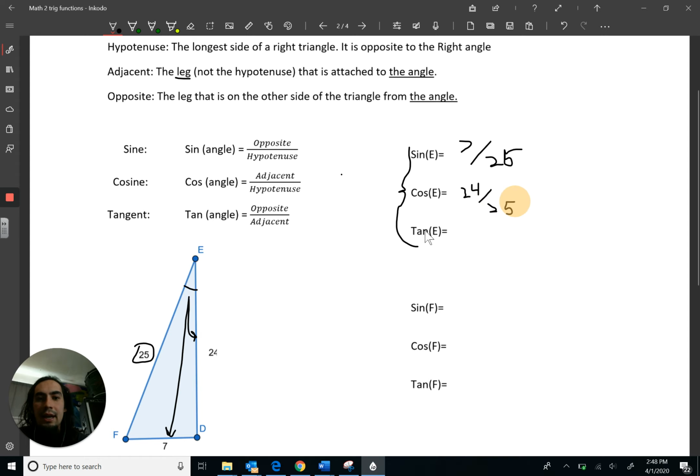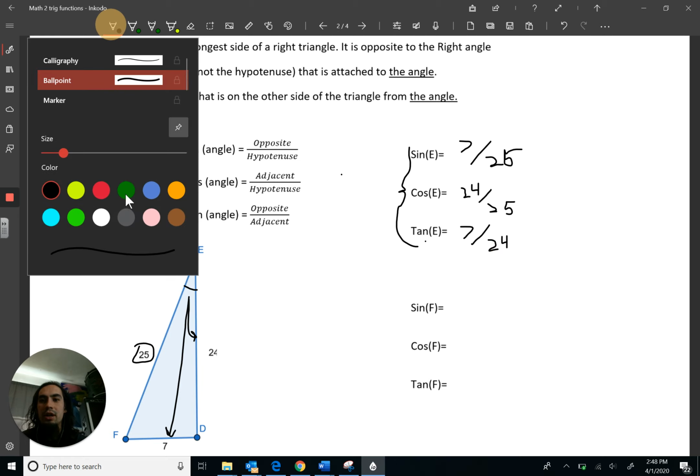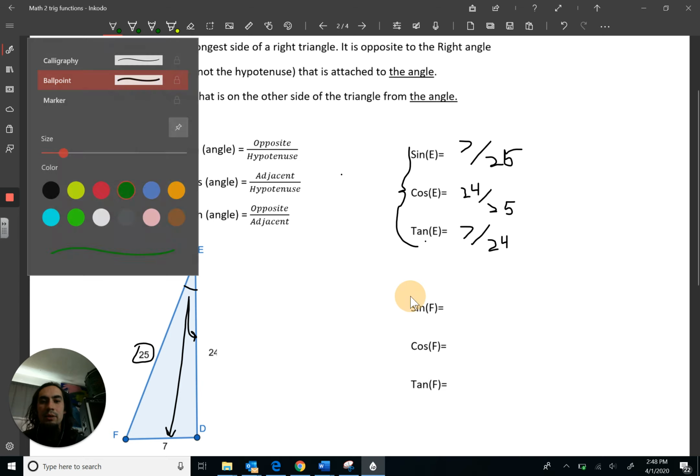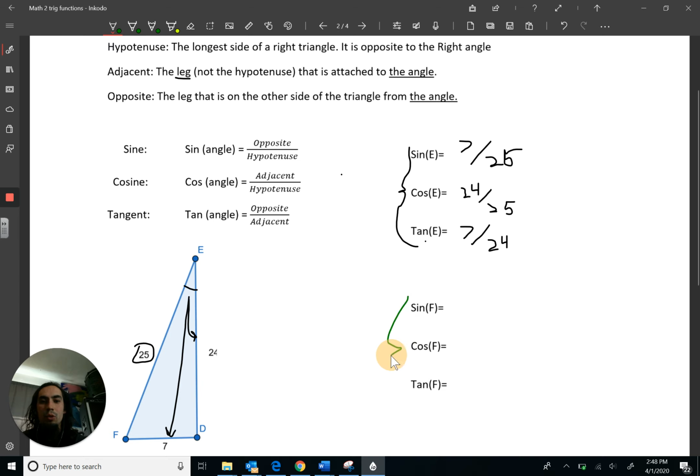And tangent of E is opposite over adjacent, so opposite is still 7, adjacent is still 24, and so our answer is 7 over 24. And that's that. We did all 3 for angle E. Now the question goes further because now we want to do not just angle E, but angle F as well.